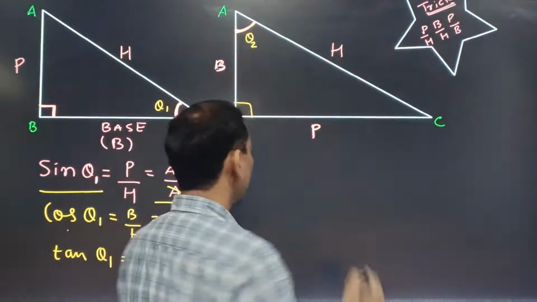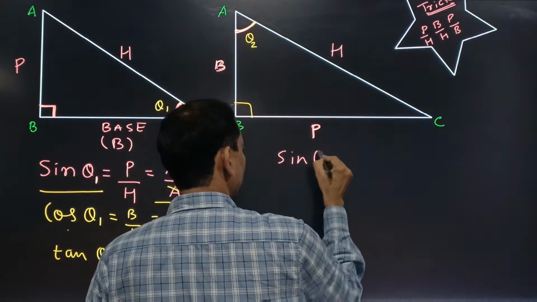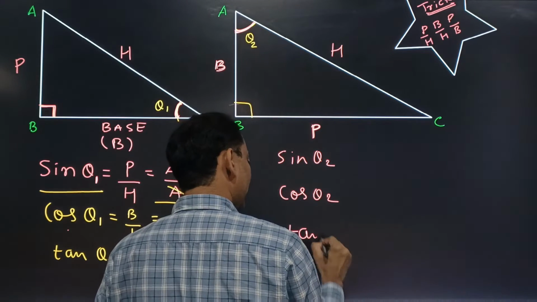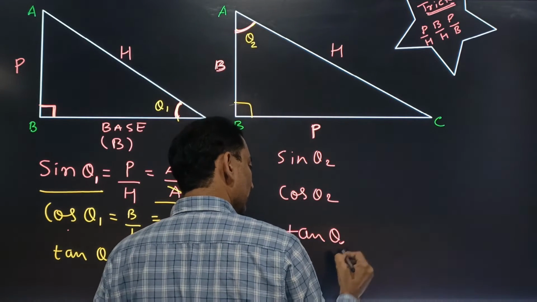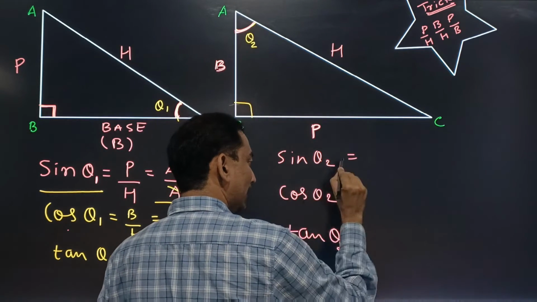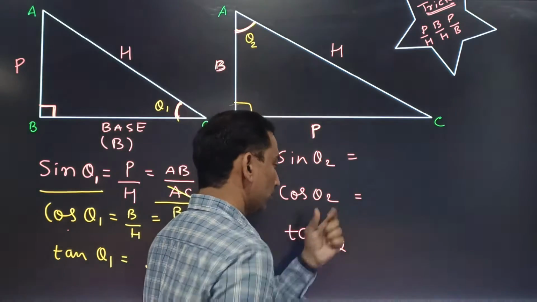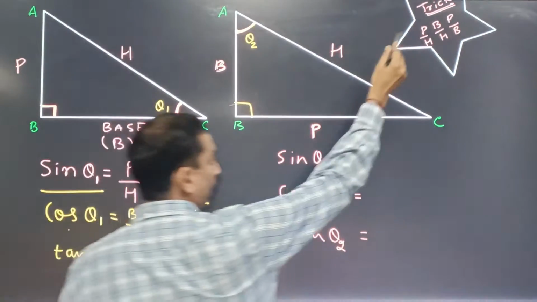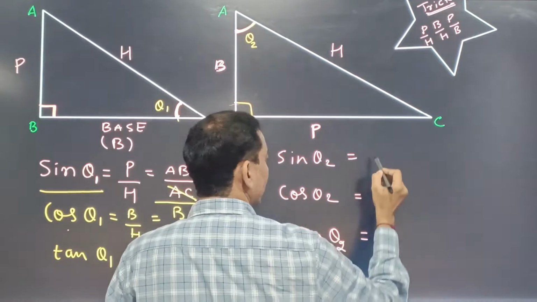Alright, so now let's find out the value of sine theta 2, cos theta 2 and tan theta 2. Tan is basically a short form of tangent. This is sine and this is cosine, right? So we write down cos. Okay, so sine theta 2 is perpendicular upon hypotenuse. So the perpendicular is this.